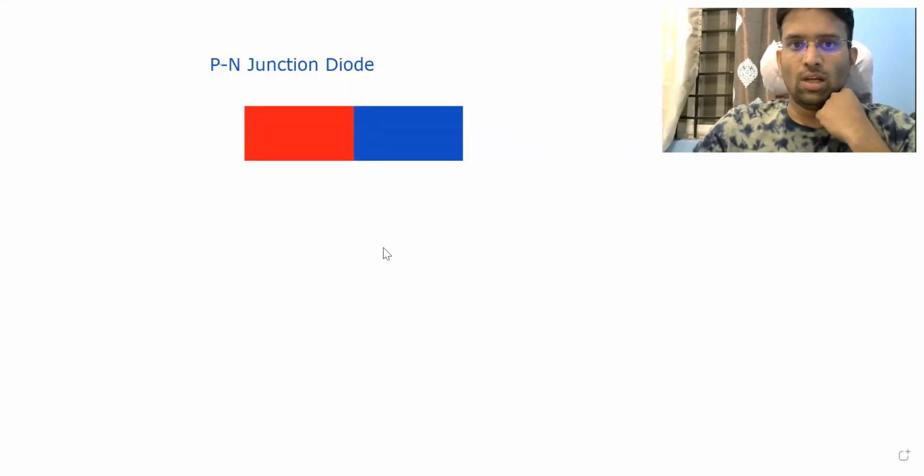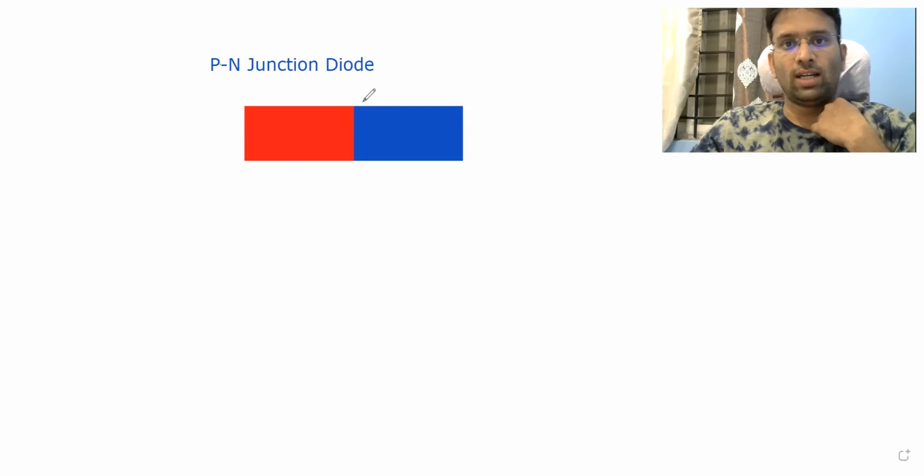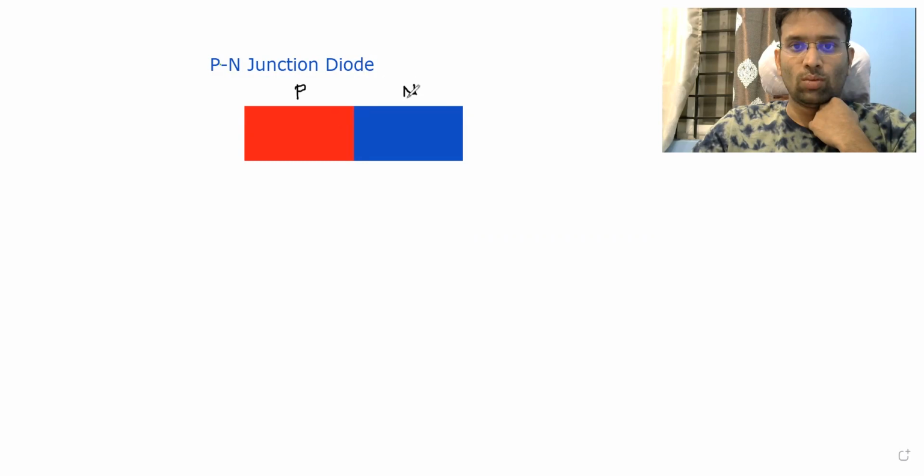Hello students, let us continue our discussion on PN junction diode. Last time we discussed diffusion current, but what is the impact of diffusion current? That's what we are going to discuss now. Due to the concentration gradient at the PN junction, we know that the electrons will diffuse from N side to P side. So electron movement initially is from N side to P side.